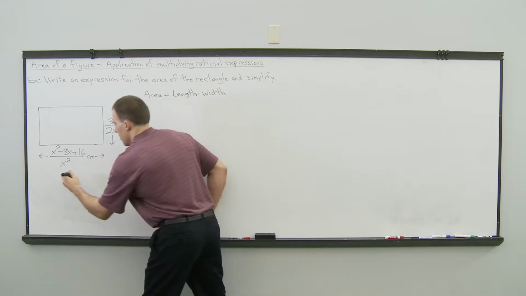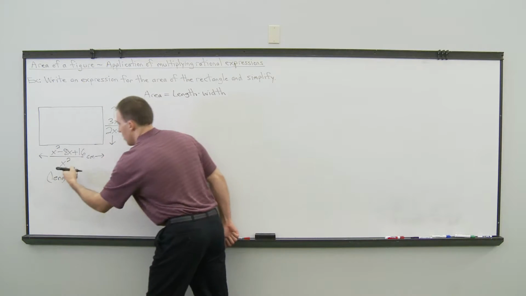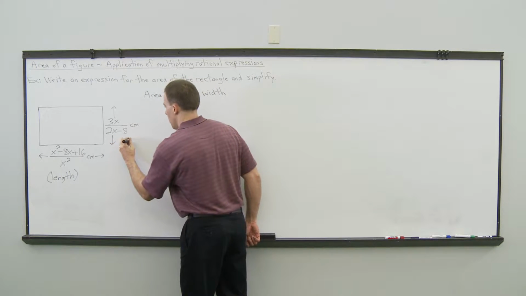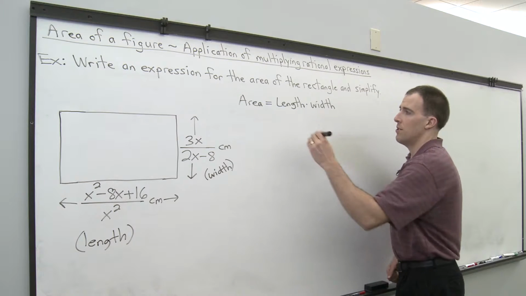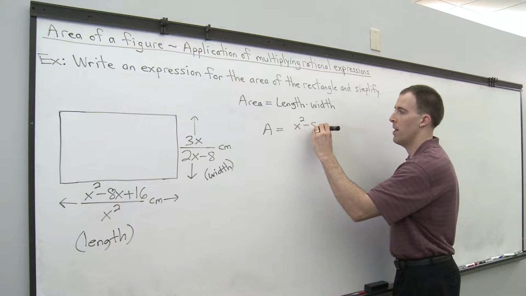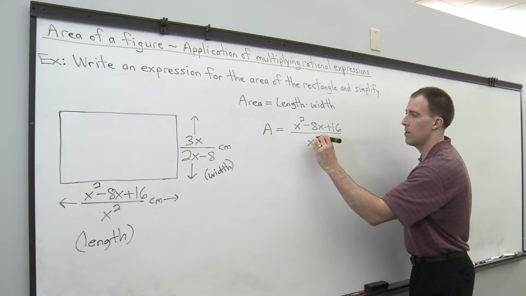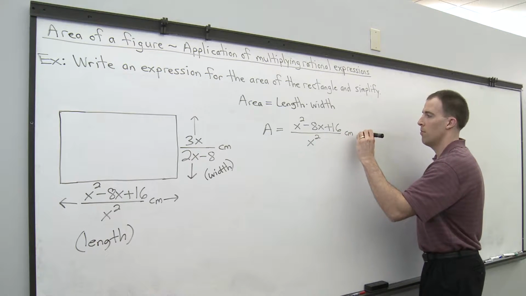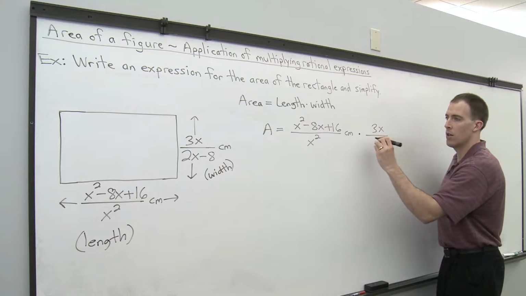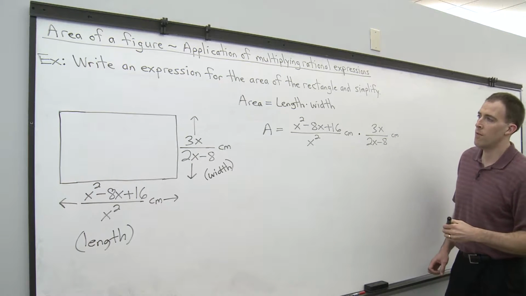So the length here is x squared minus 8x plus 16 all over x squared, and 3x over 2x minus 8 is the width. So let's set it up. It's going to be A for area equals the length, x squared minus 8x plus 16 over x squared centimeters, multiplied by the width, which is 3x over 2x minus 8 centimeters. Length times width for area of a rectangle.